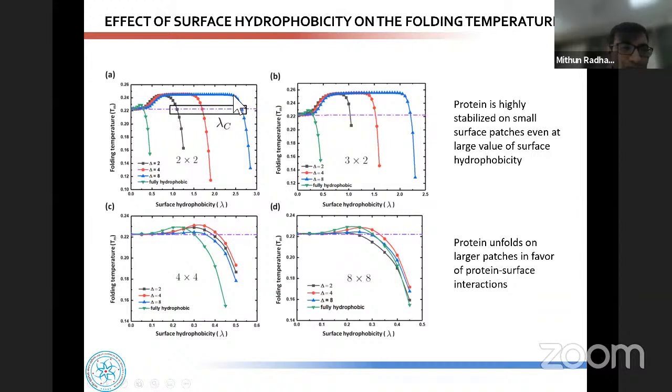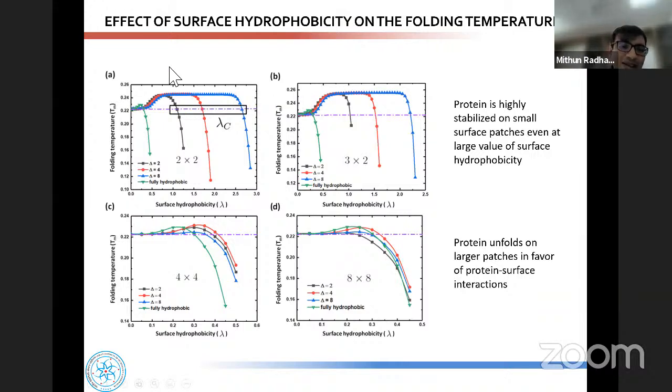The maximum stabilization is seen when delta is 8, meaning that if my patches are separated farther, then what is happening is, since the protein has a hydrophobic patch that is exposed, the protein is coming and absorbing on the surface in its folded state, and it is getting stabilized. And there is no propensity for the protein to unfold, because as it looks around, there are no other surface hydrophobic groups around. So there is no point for the protein to unfold.